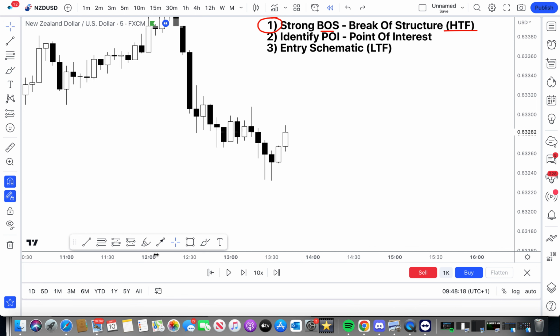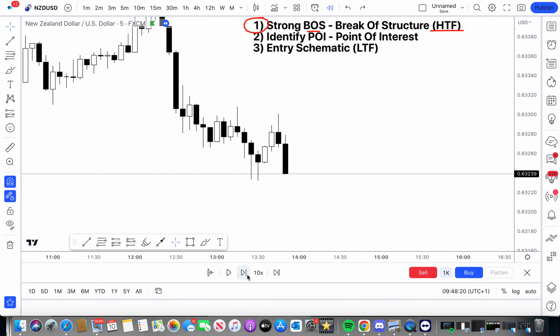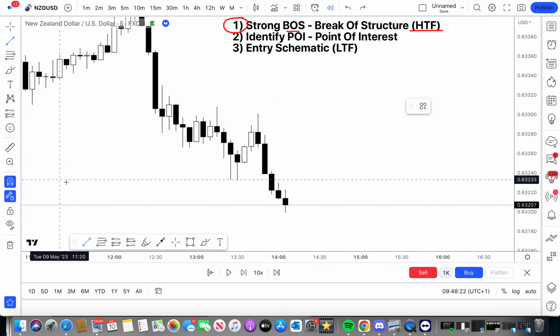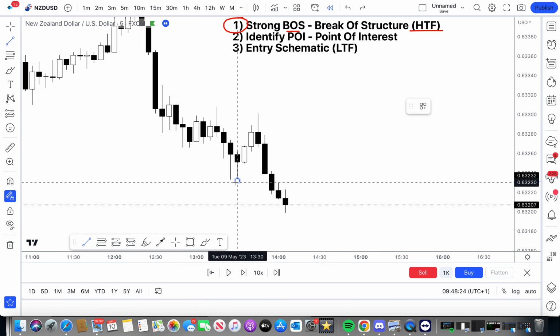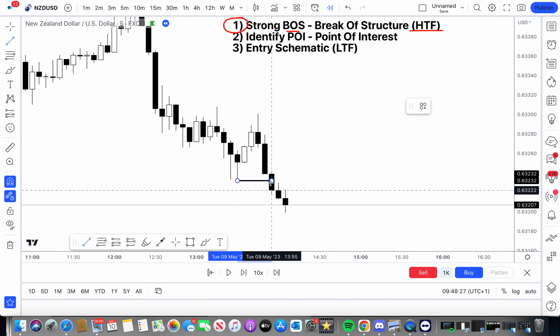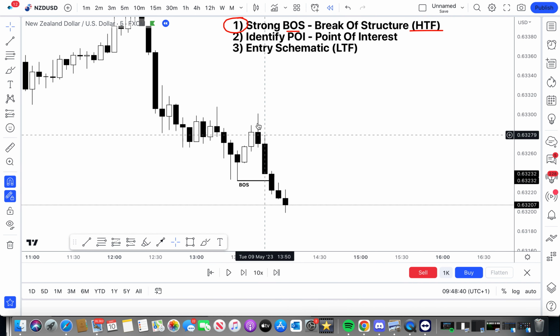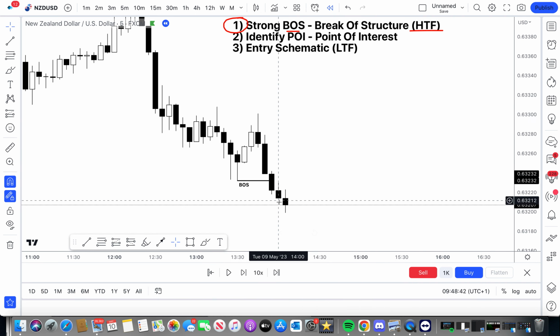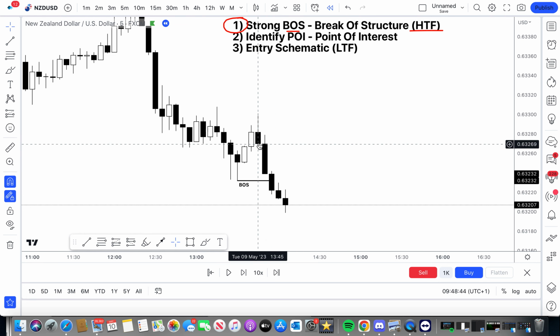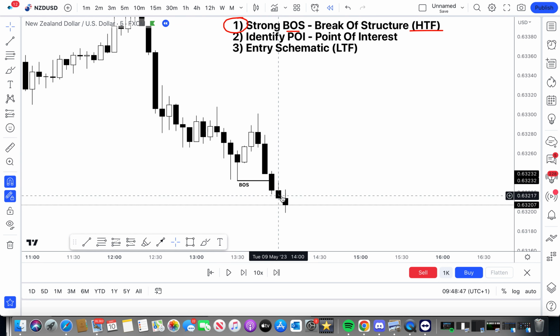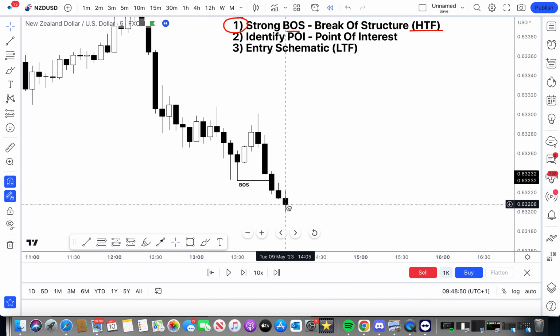Okay, so let's play this on a little bit. You can see we have a strong break of structure to the downside. This indicates that sellers are in control of this market and therefore we are only looking for shorts on this trade. We can mark this on as a BOS, so a BOS to the downside. The reason why this is a strong break is because you can see the momentum and the size of these candles, and they're also all bearish candles.